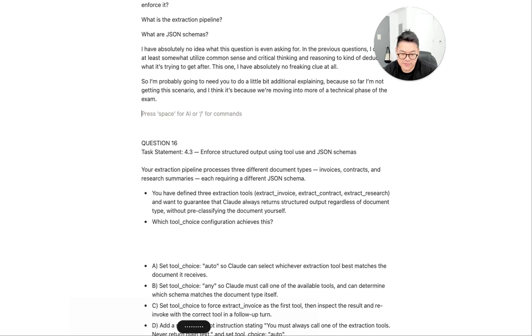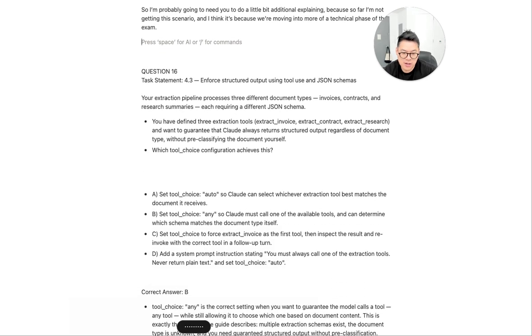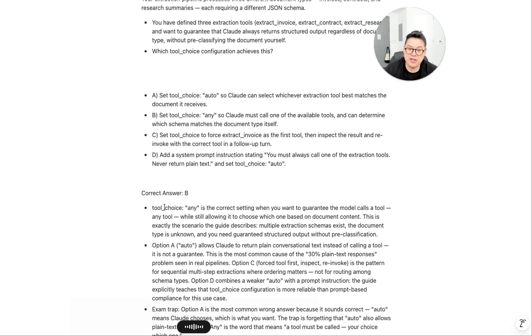I don't even understand what pre-classifying the document means. I don't even understand what tool underscore choice means. I don't know what it means to set tool choice to auto. I don't even understand what set tool choice to any means. Schema without the JSON. What it means to force extract underscore invoice. I don't understand what the system prompt means in this particular scenario. Even the explainers and why B is the correct answer. I don't even know why B is the correct answer. Yeah, I'm going to need some more explanation in this.